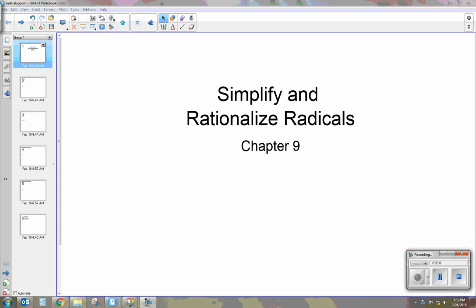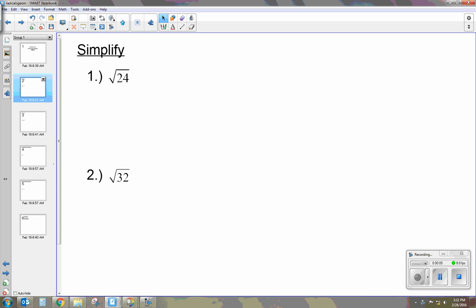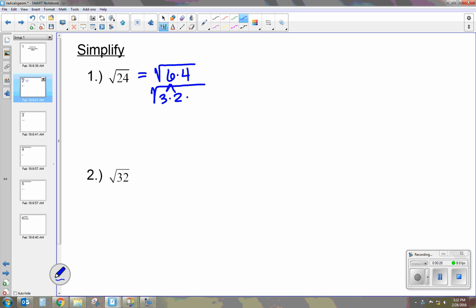We'll be talking about simplifying and rationalizing radicals. So we're going to look at our first example. For number 1, it says simplify the square root of 24. Well, the square root of 24 is not a perfect square, so we have to simplify it. What we're going to do first is factor it, and two factors of 24 are 6 and 4. Then we're going to factor those numbers. 6 becomes 3 times 2, and 4 becomes 2 times 2.